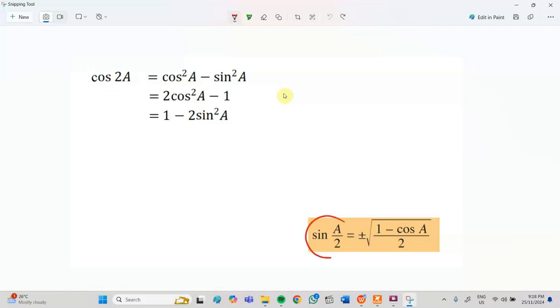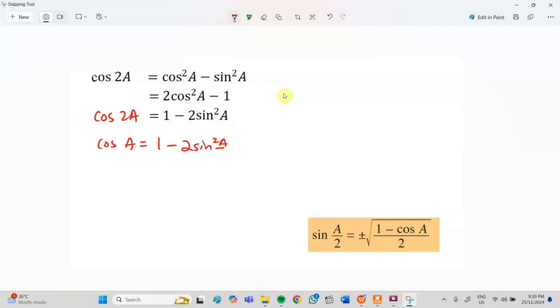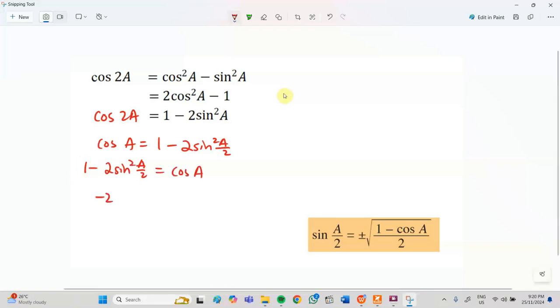So if we want to find sine a over 2, means we are going to use this, then we need the angle in half. So if cosine 2a equals 1 minus 2 sine a squared, if you want this to be in half, this will always also be in half. You'll get cosine a equals 1 minus 2 sine a over 2 squared. But since we want this as the subject, I will flip the left and right. I'll get 1 minus 2 sine a over 2 squared equals cosine a. Then I move the 1, it will become this.